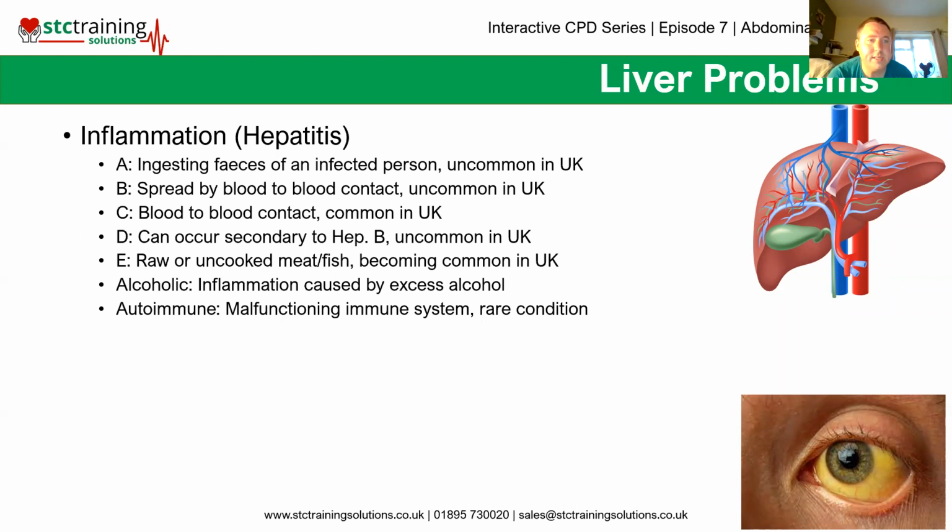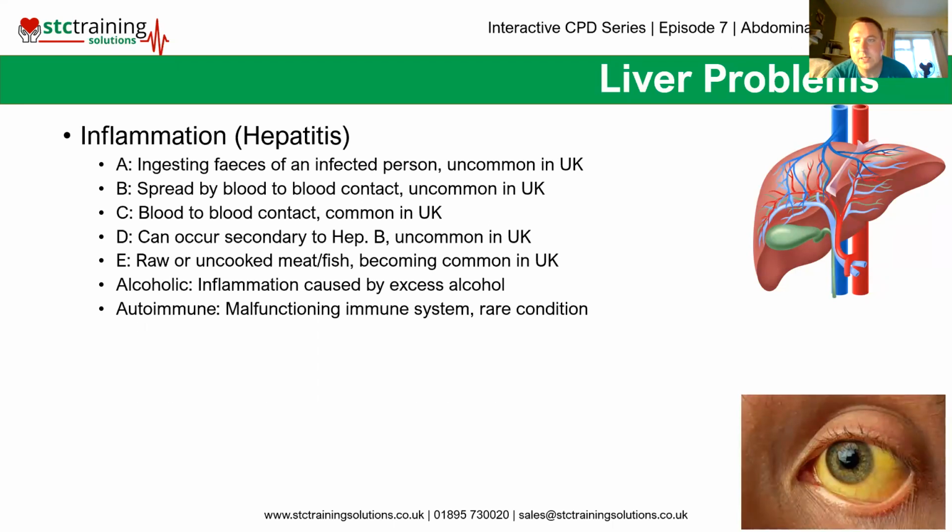Hepatitis D is quite rare, but it occurs secondary to hepatitis B, so it can only affect people that are already infected with hepatitis B. So that's quite poor luck, isn't it? If you have hepatitis B and then you get infected by somebody, again, blood-to-blood contact, but it's quite rare within Europe anyway. And hepatitis E is on the rise.